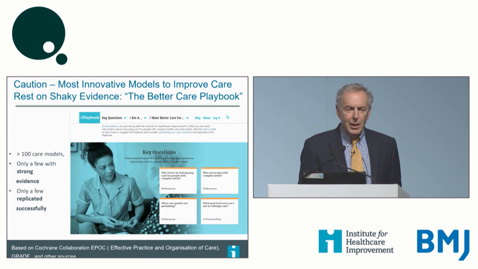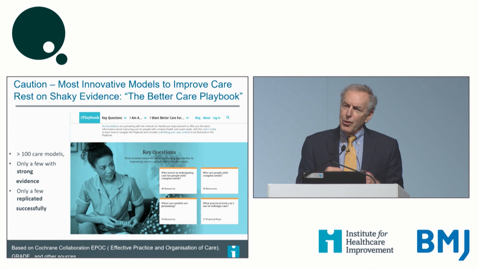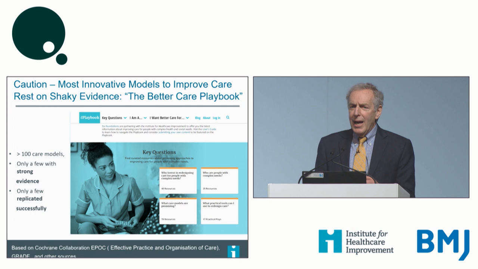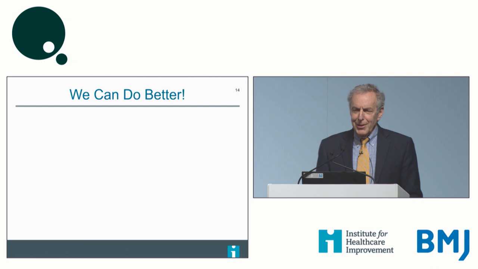So while we get all excited about this, especially in a technological age where they're coming at us so fast, we have to be mindful about what that level of evidence is. And there may be a reason why they don't replicate or scale easily. It may be because the evidence isn't that strong and the specifications for what is involved in these models are not well described. So I think we can do a little bit better.